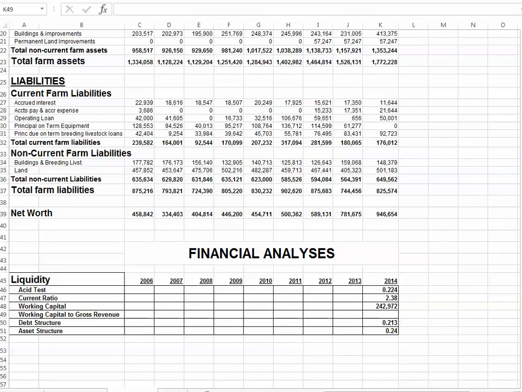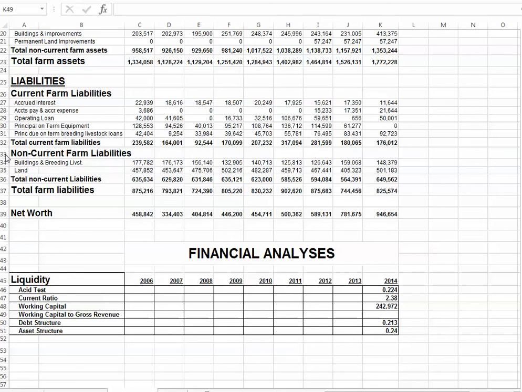This video will discuss working capital as a percent of gross revenue. In an earlier video, we defined working capital. Working capital is a dollar amount, and it is equal to current assets minus current liabilities. In this video, we will discuss working capital as a percentage of gross revenue.